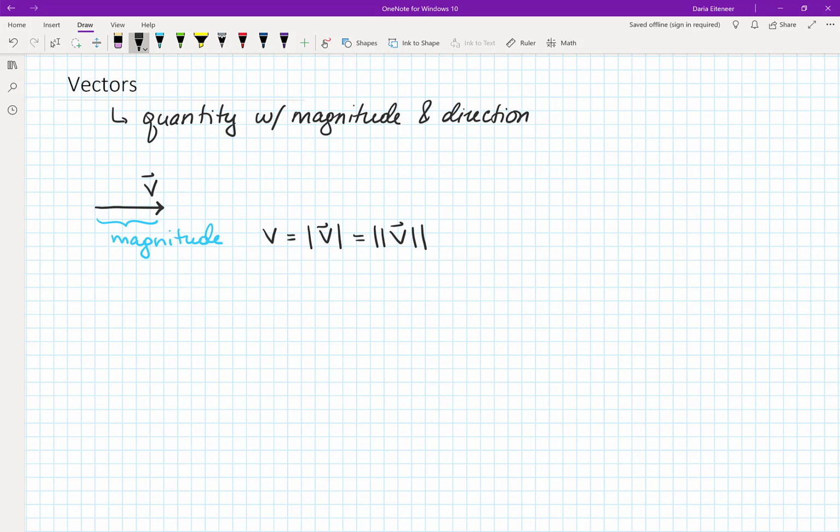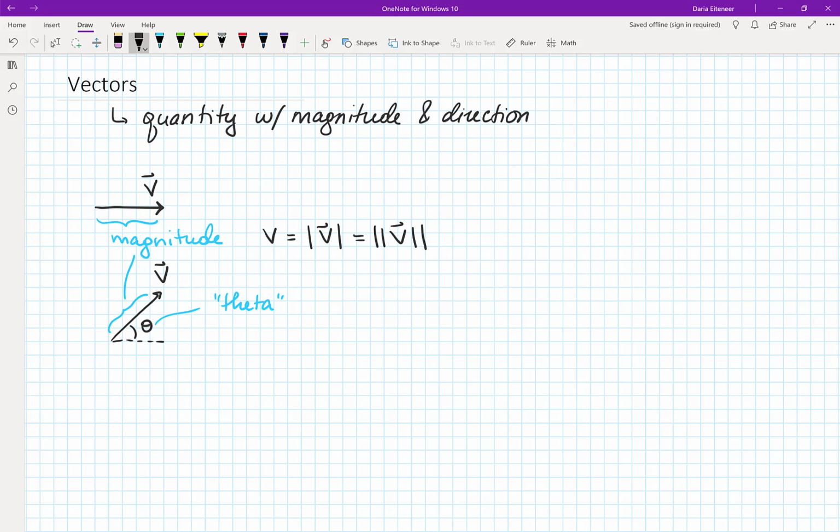So, what about direction? Well, if it's up, down, left, right, that's kind of self-explanatory. But what if we have a vector kind of like this? So direction here is going to be denoted by theta, right? Greek letter theta. I'm sure all of you are familiar with this, but I'm going to write it anyway. Okay, and of course, still magnitude, right? This is the magnitude of it.